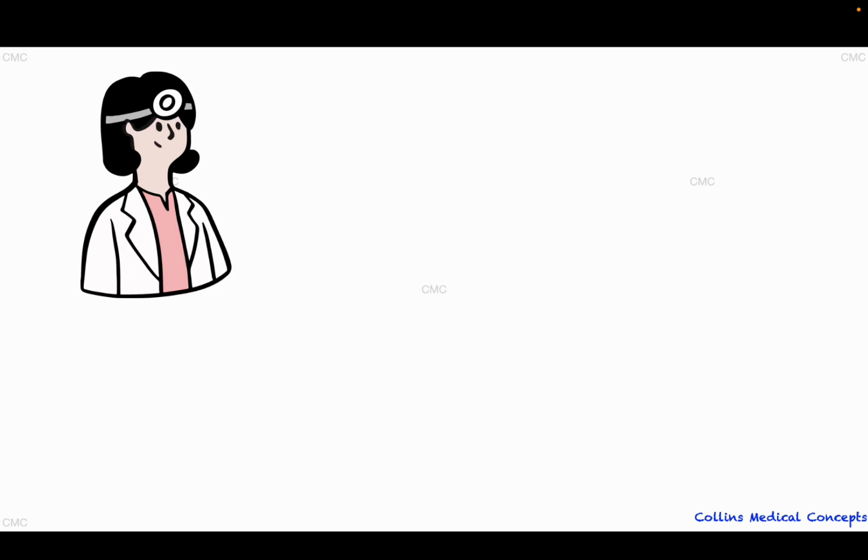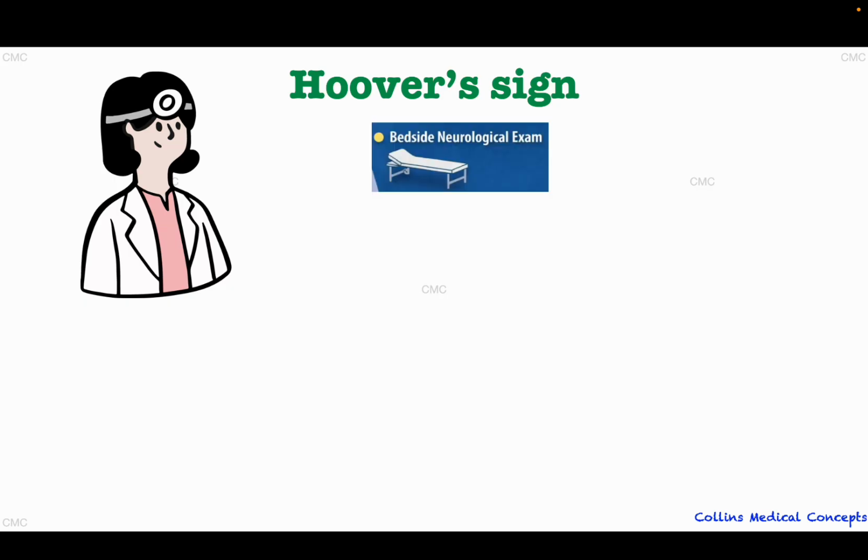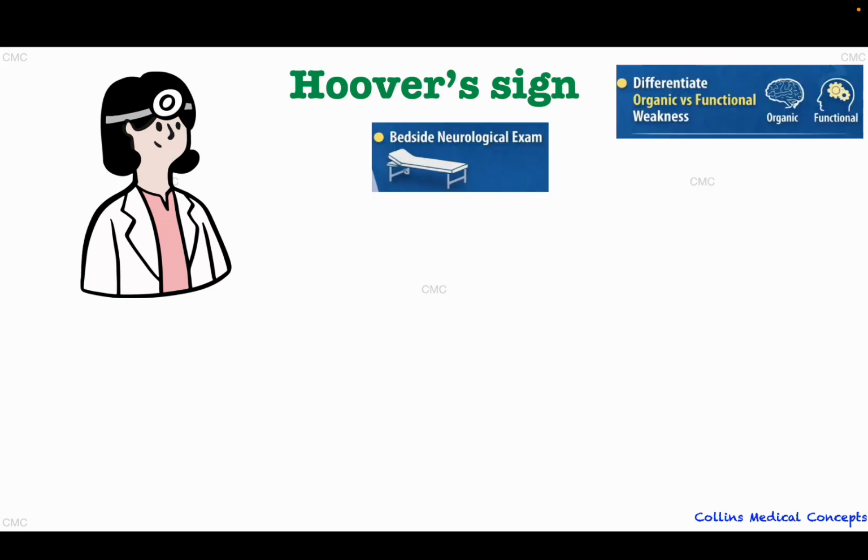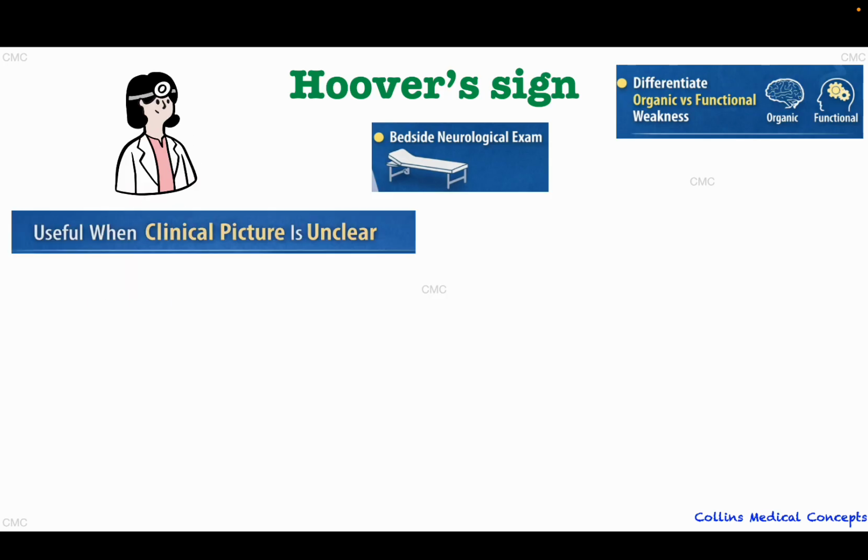Hello, I'm Dr. Collins, and in this clinical skills video, we are going to explore a bedside neurological examination known as Hoover's sign, which helps differentiate between true organic neurological lower limb weakness from functional or non-organic weakness. This test is particularly useful in situations where the clinical picture is unclear.